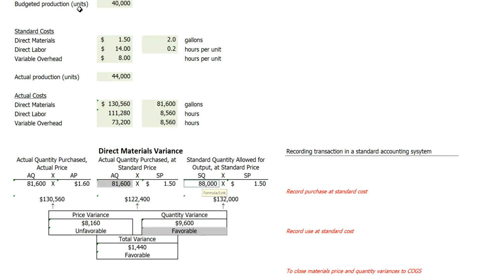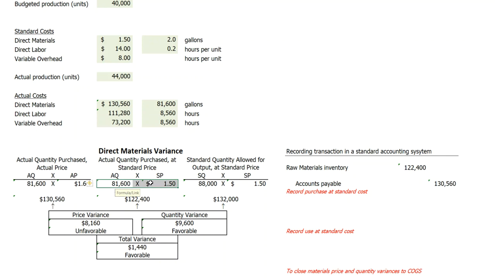Let's go ahead now and take a look at the journal entries we record for our standard costing system. First, in purchasing these materials, we of course owe the vendor $130,560. That's how much materials we bought. And again, notice that's coming from our actual quantity purchased times an actual price. We record our raw materials, though, at a standard cost. That would be the 81,600 gallons we purchased at a standard cost of $1.50 per gallon.